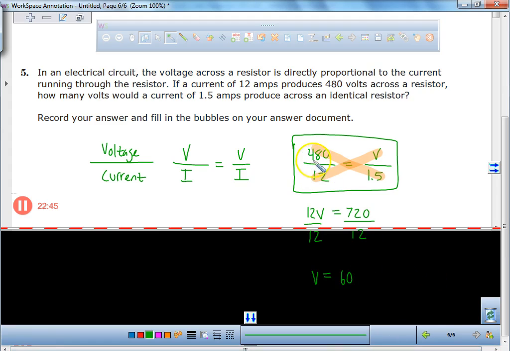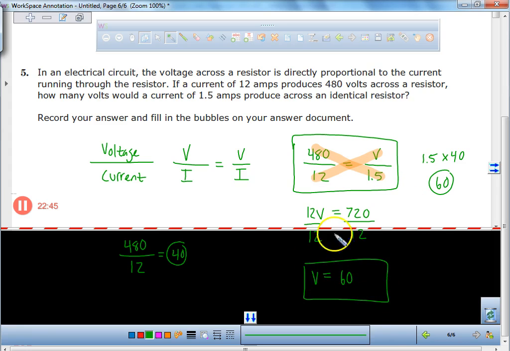Now, check this out. If I took 480 and I divided that by 12, do you know what 480 divided by 12 is? That's equal to 40. Well, what's 1.5 times 40? That's equal to 60. So this quotient, which is an answer to a division problem, has to equal this quotient, which is the answer to a division problem. So our voltage was equal to 60.